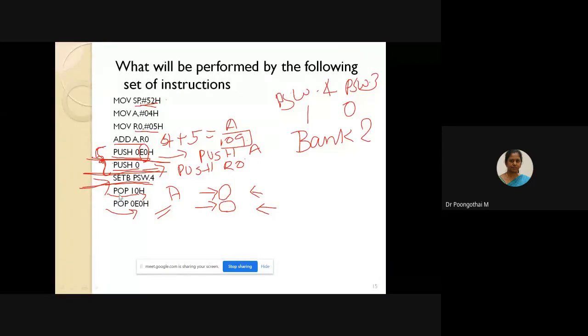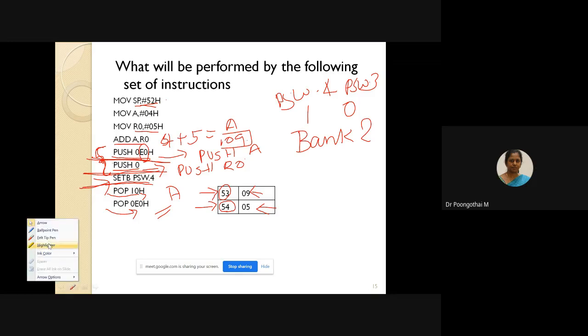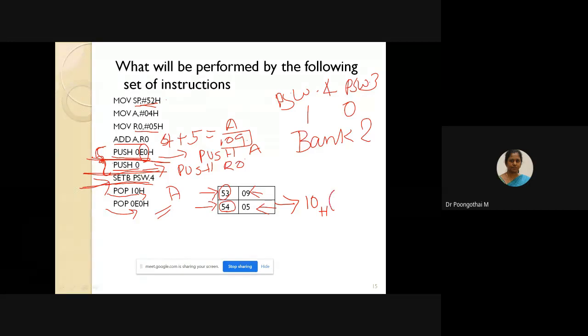So pop the content means what is the operation here? Get the data. Your stack is currently pointing to which one? 54. So this 54 is popped into bank 2 of your memory, that is memory address 10. Is that clear? Address 10 is nothing but R0 of your bank 2.